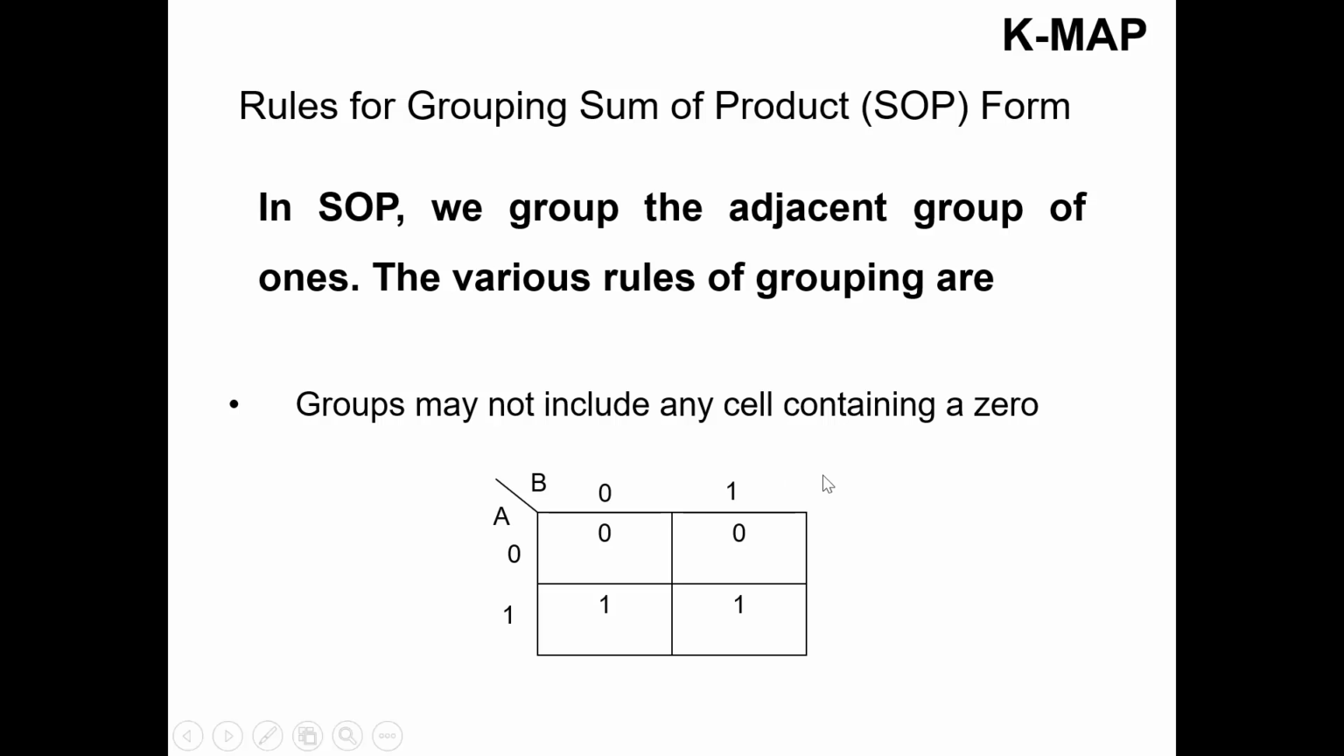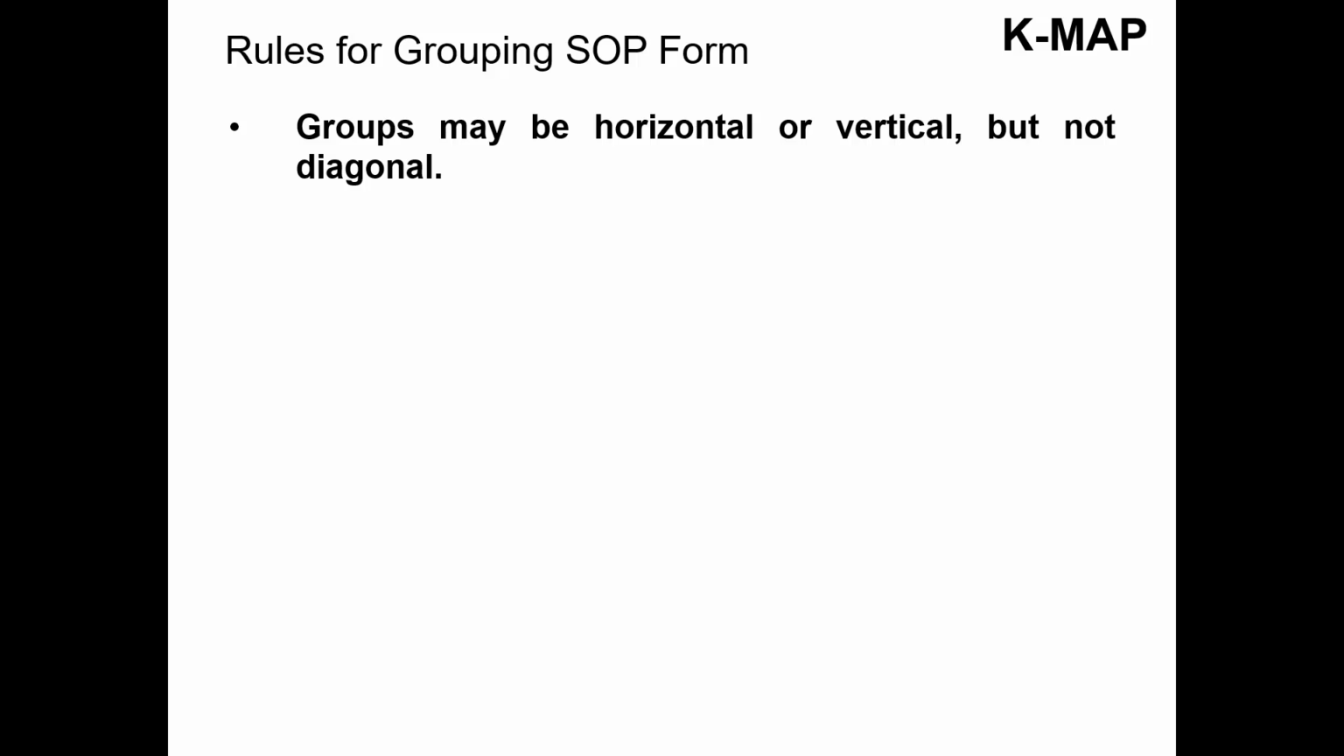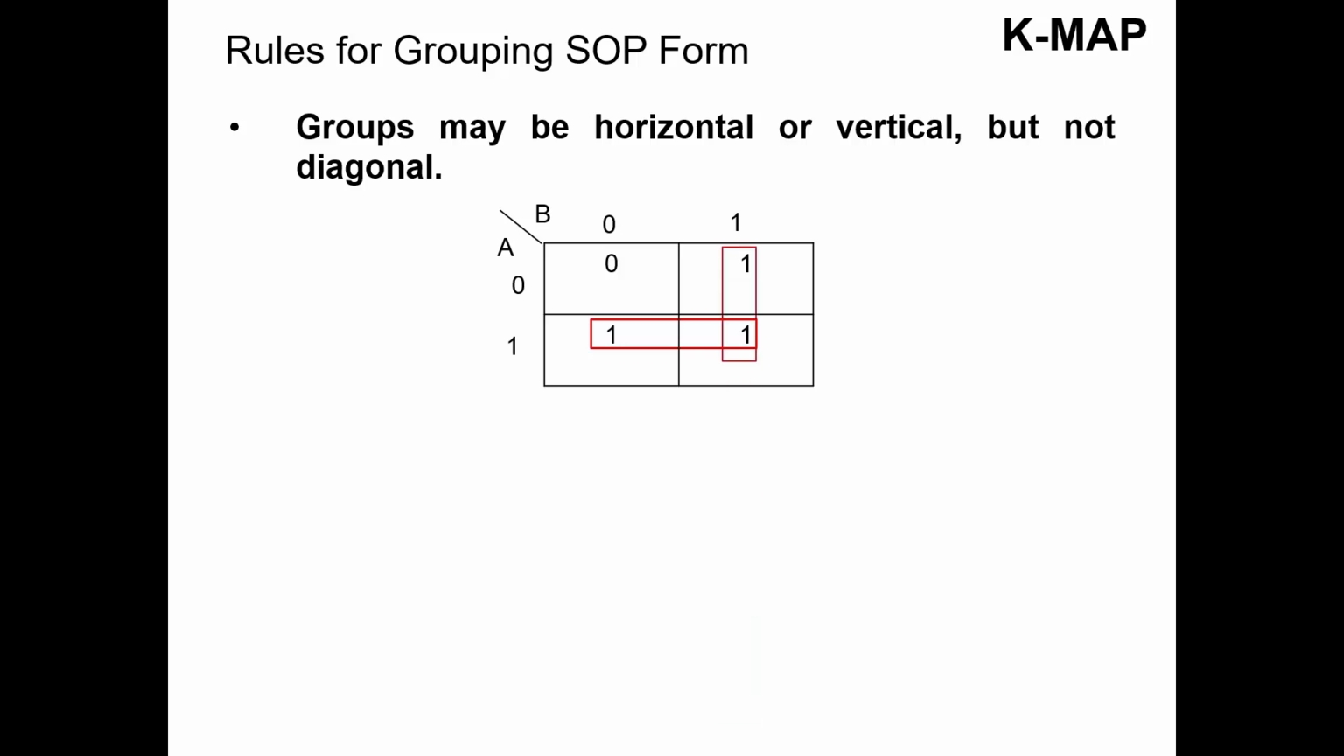We have this K-map. We cannot group like this one. This is wrong. We have to group only the ones. Again, I am repeating, in sum of product. The groups may be horizontal or vertical but not diagonal. The groups may be like this one, but it should not be like this one, the diagonal one.